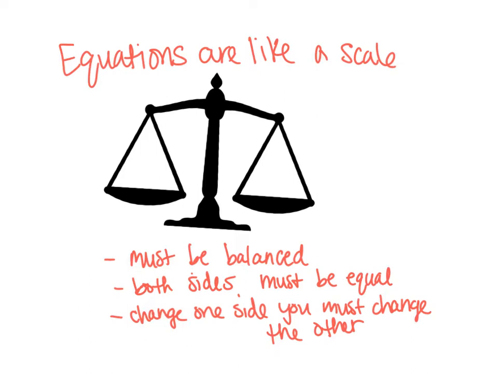So just kind of remember, generally equations are like a scale. They have to be balanced. Both sides have to be equal. So if we change one side, if we add 2 of something to one side, we have to make sure that we add 2 to the other side. Or if we subtract from one side, again, if we don't do the same operation on the other side, our scale is going to become unbalanced. Just like, if we multiply or divide, whatever we do to one side, we need to make sure that we're doing to the other side. And that's true with any equation.